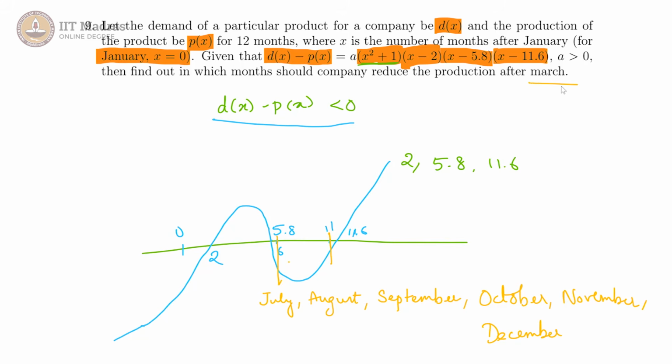And they're mentioning after March. If we looked at it before March, then you would also have to consider 0 and 1, which is January and February. But since they're specifically saying after March, this is the set of months where the company should reduce production.